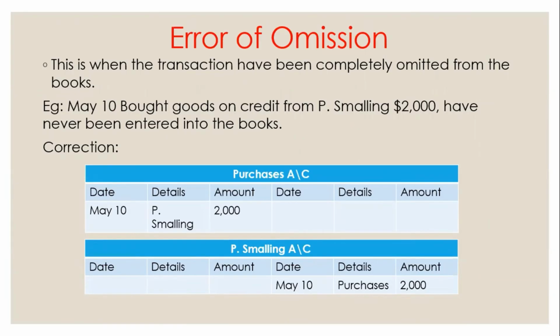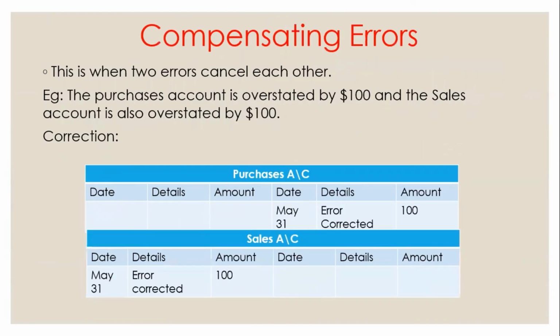They have never been entered into the books. So now you just have to enter this transaction into the books. So you would debit the purchases account and you would credit P. Smalling's account. And that's how you correct it. Very easy, right?